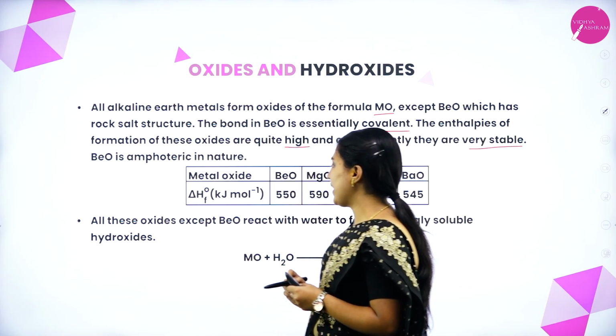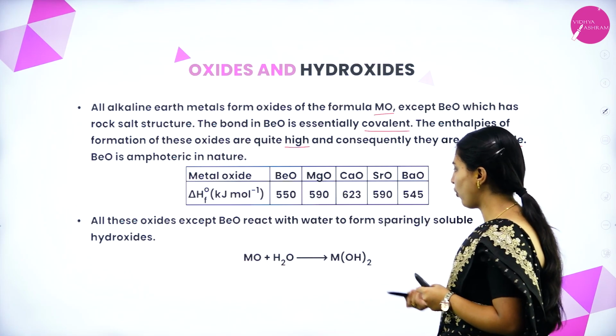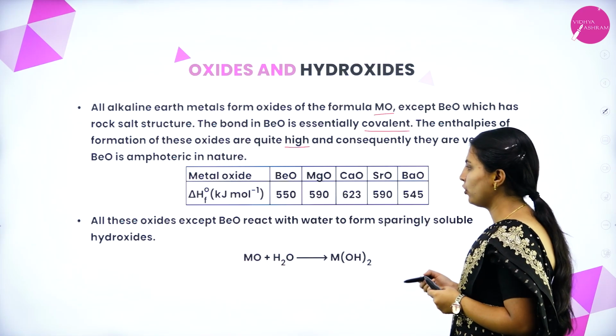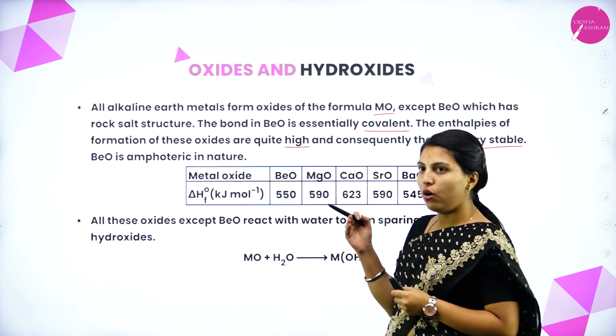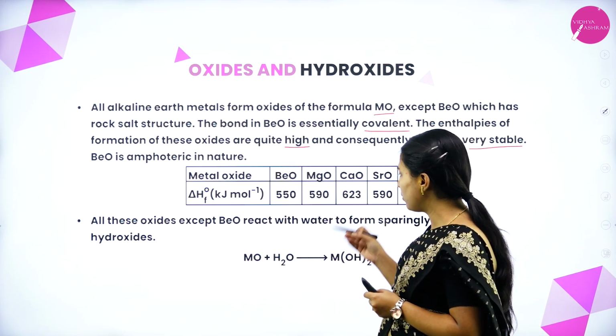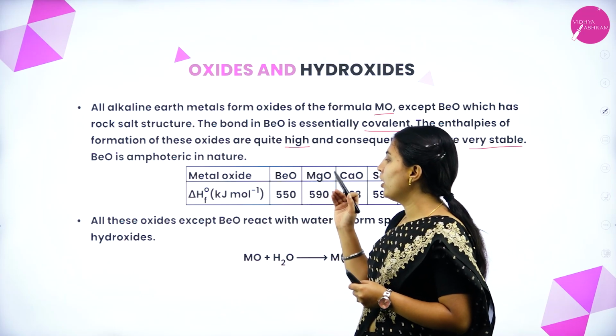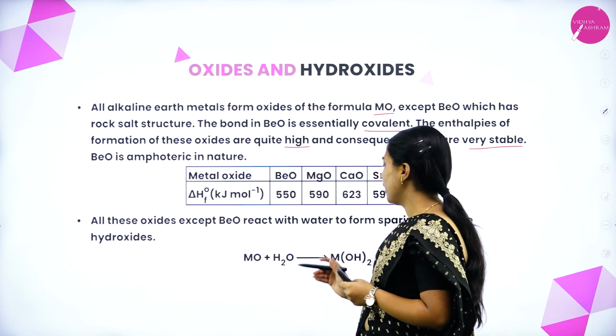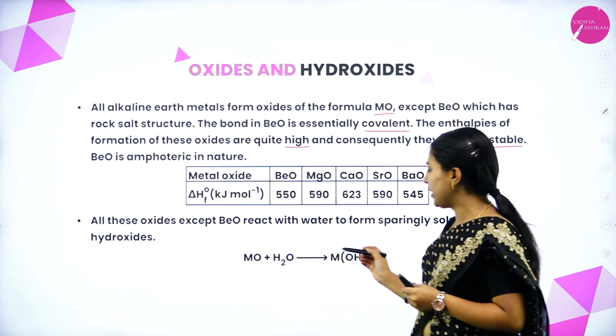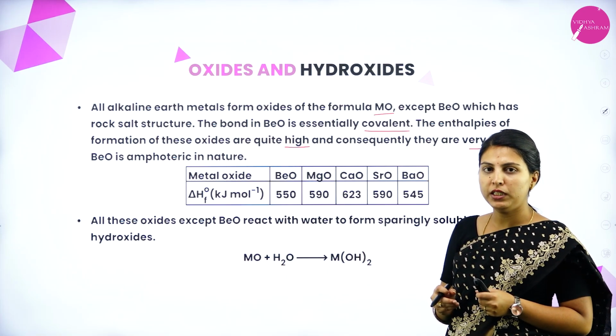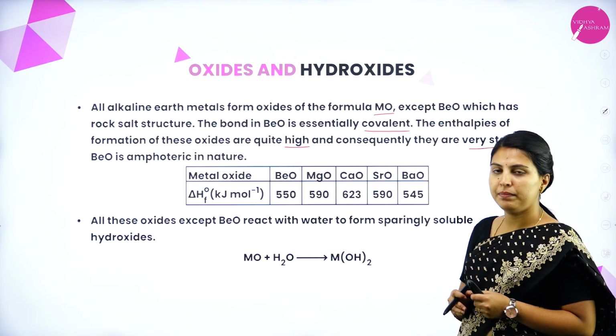All these oxides except beryllium oxide react with water to form sparingly soluble hydroxides. All these oxides will react with water to form hydroxide, but not beryllium oxide. Metal oxide plus water, metal hydroxides will be formed, but not by beryllium oxide.